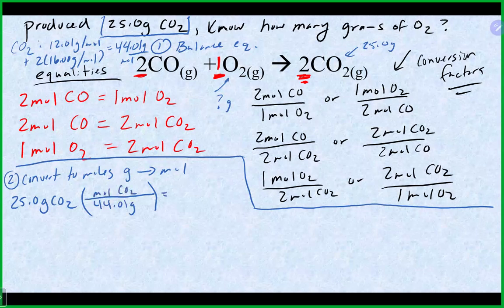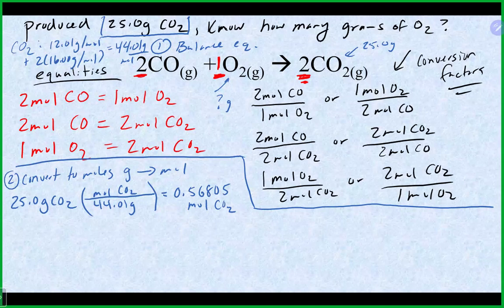If I do that here, 25 divided by 44.01, that's going to give me 0.56805 moles of CO2. At this particular point, I'm not going to round or anything like that because I'm definitely using that number to continue on. In fact, you could just continue on without getting a number at this point, but I'm just going to take it to a few extra digits.